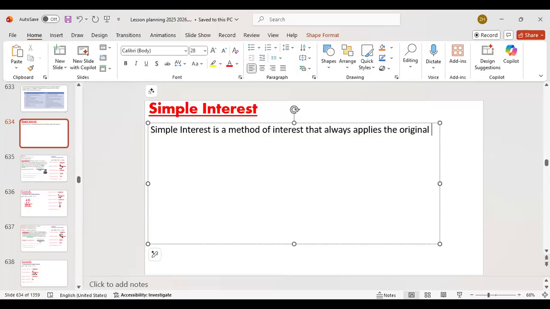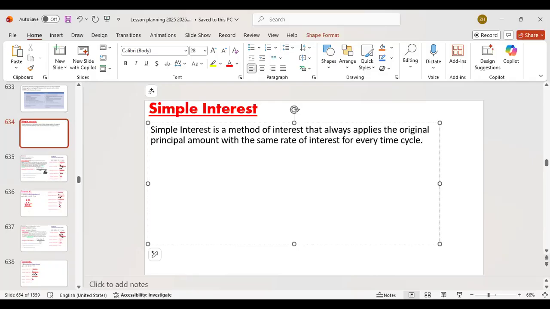Simple interest is a method of interest that always applies to the original principal amount, with the same rate of interest for every time cycle.